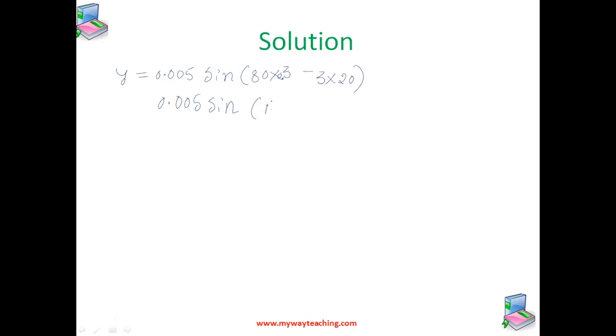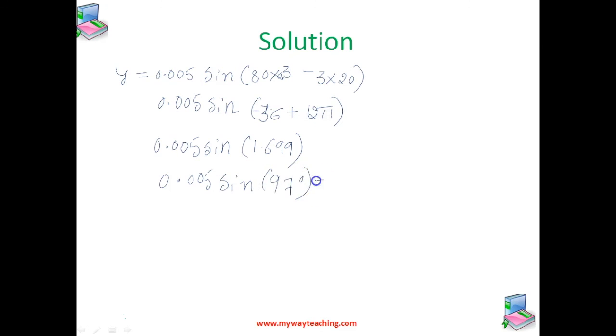we get sine (minus 36 plus 12 pi). Sine 97 degrees in degrees, which gives the value 5 mm. Okay.